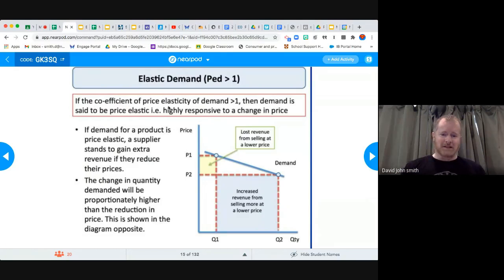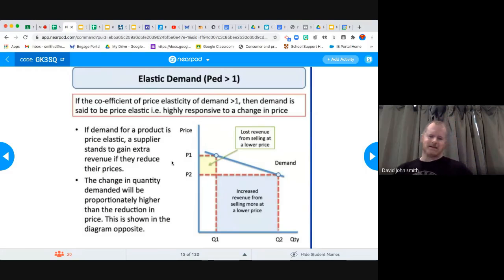If the coefficient is more elastic, i.e. greater than 1, then if we have a look at the revenue able to be earned, there's your demand curve. So if the old price was here and the new price is here, we've decreased the price. That was the original revenue, the amount they're earning from sales, so P times Q. This here is the new revenue they're able to earn, P2, Q2.